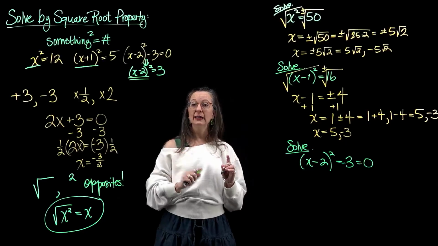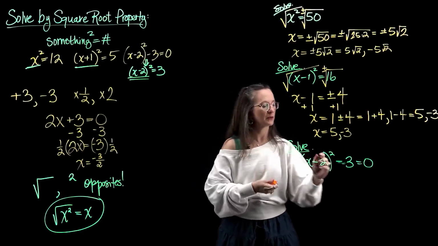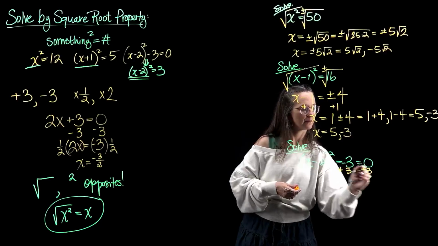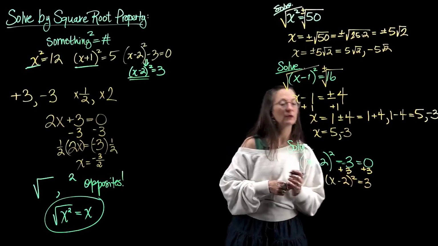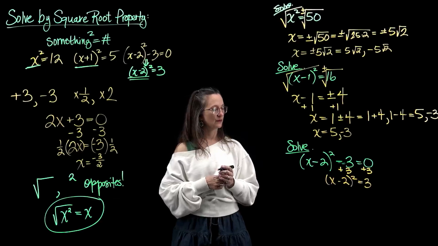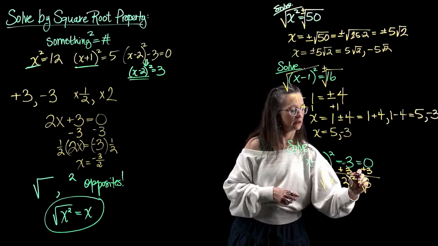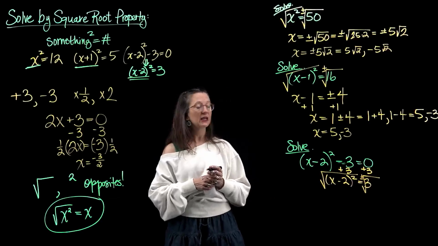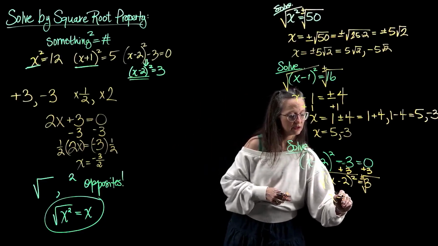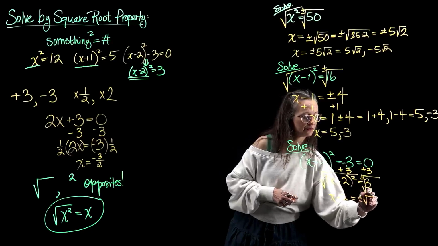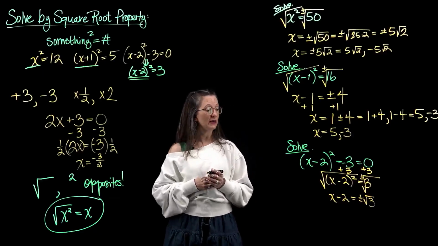Remember that the first thing I need is something squared equals a number. So we are going to add 3 to both sides. So I have x minus 2 squared is equal to 3. Let's take the square root of both sides. When I take the square root of 3, I'm going to add that positive and negative on the outside. So square root of x minus 2 squared is just x minus 2. So x minus 2 is equal to positive and negative square root of 3.